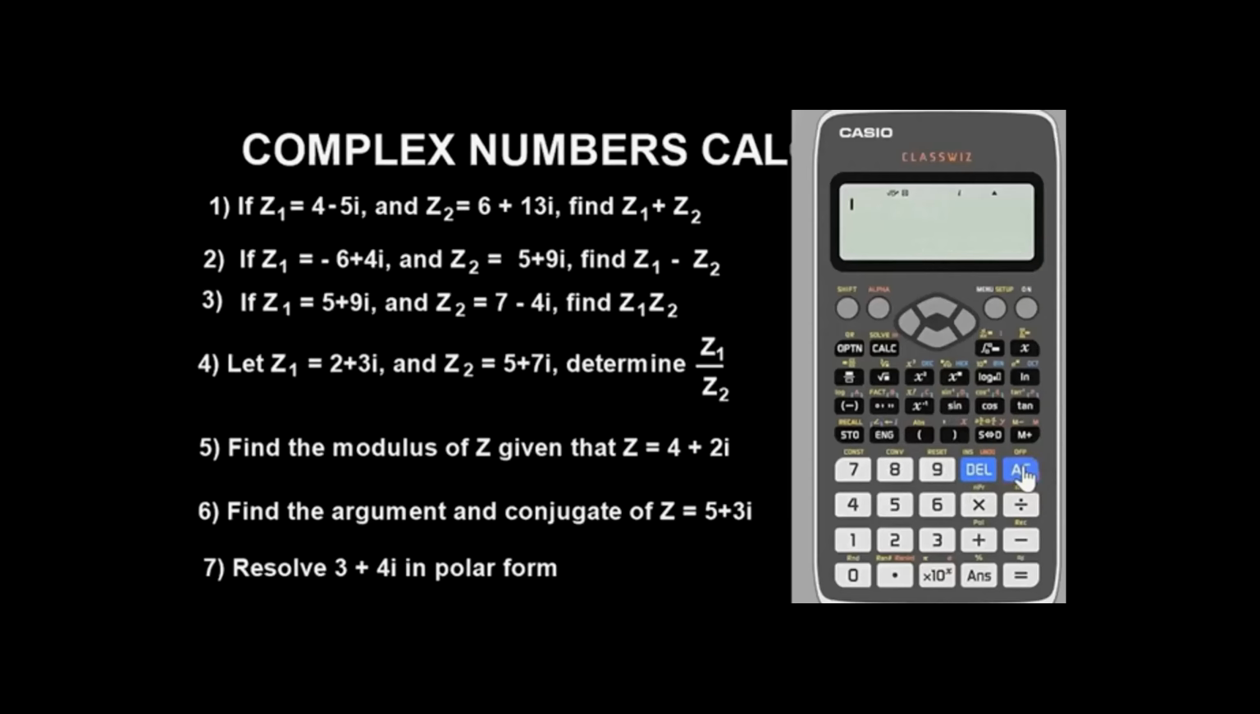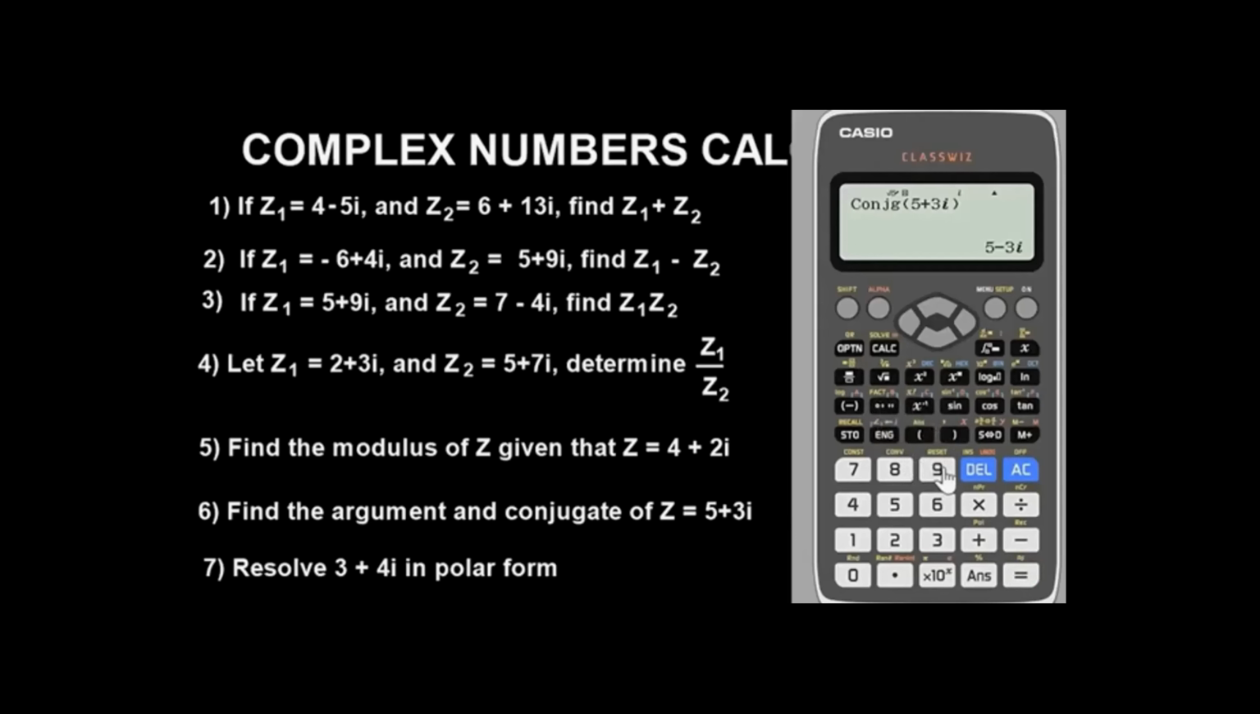So let's wipe this, go back to option. So conjugate is what? Option 2. Conjugate of what? We have to find the conjugate of this 5 plus 3i. Close the bracket, then press equal to. 5 minus 3i. So that's the conjugate of this.